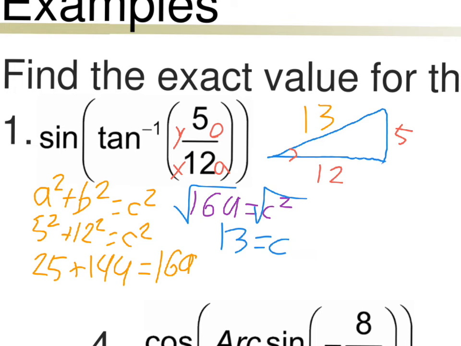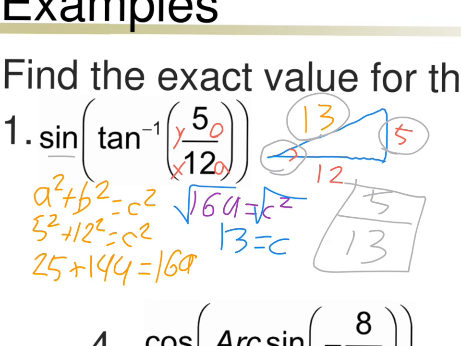Now, what's that matter? So what? Well, since we found our missing side, again, we're looking at this angle here. We want to find the sine value of that angle. Sine is my opposite over my hypotenuse. So the opposite side from that angle is 5, and my hypotenuse is 13. So the sine of the inverse tangent of 5 over 12 is equal to 5 over 13.